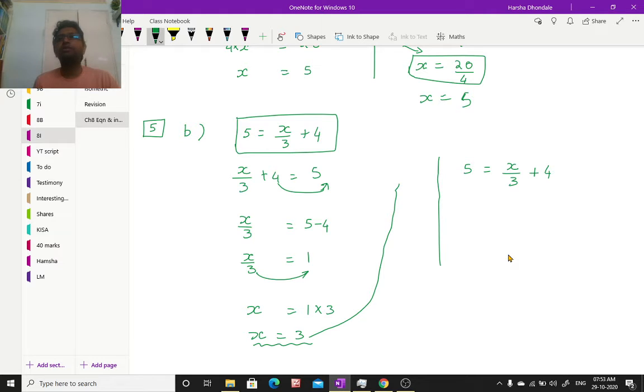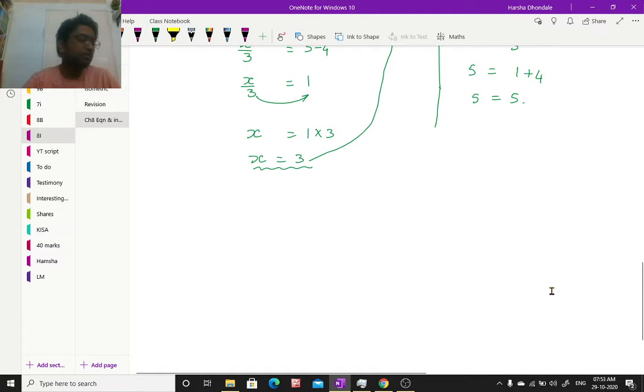So x is equal to 3. I will substitute this value in the question. 5 is equal to, instead of x I'll write 3, 3 by 3 plus 4. 5 is equal to 1 plus 4. 5 is equal to 5. So we are getting LHS is equal to RHS. Thus our solution is right.